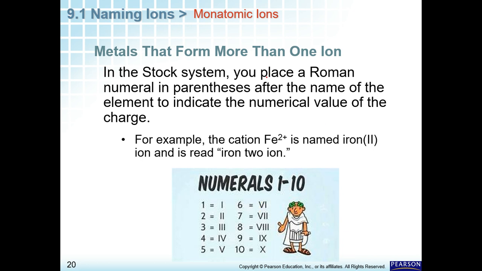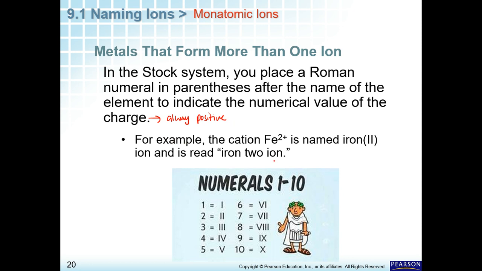The Roman numeral indicates the charge. So if I have a Roman numeral 1, my charge is going to be a +1. If I have Roman numeral 2, the charge is going to be a +2. Roman numeral 3, the charge is a +3. And notice this charge is always positive because we're working with metals.